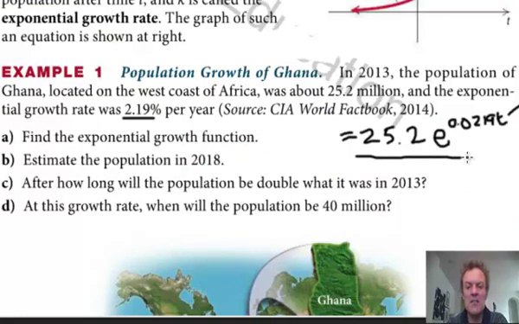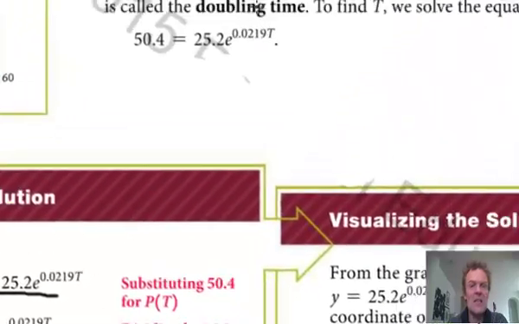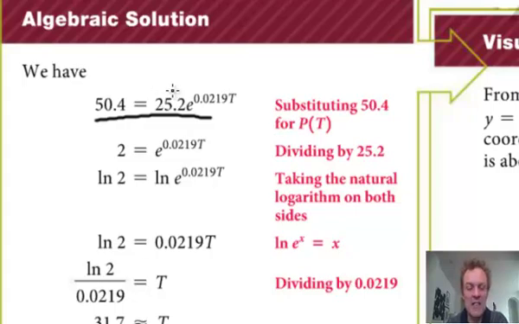Double means the population I'm looking for is 50.4, because that's double 25.2. So this is the equation I'm going to be using. Here it is. Again, doubling time, so that's what they've done right there. Now to solve this, I need to get to this T. So I need to get rid of that 25.2, and that means dividing both sides by 25.2. Please don't subtract like a lot of students do. Divide both sides by 25.2 and you'll get 2, and the reason it's 2 is because it's the doubling time. So we've got this equation here.